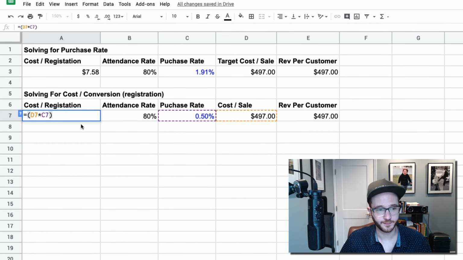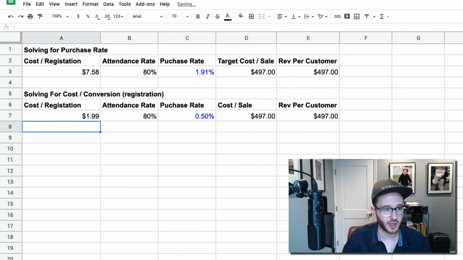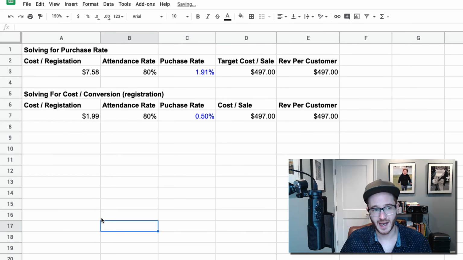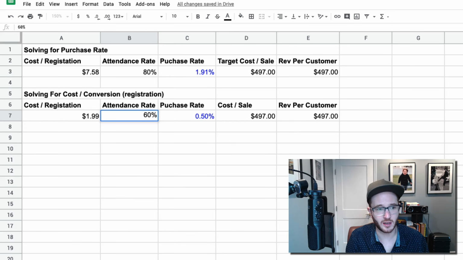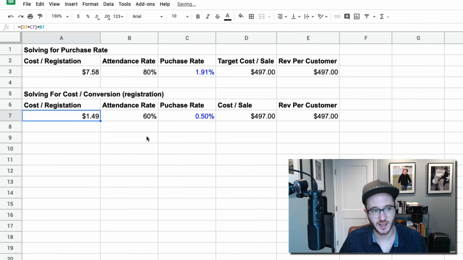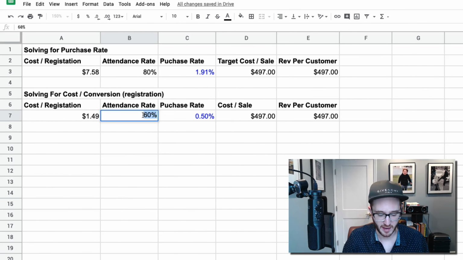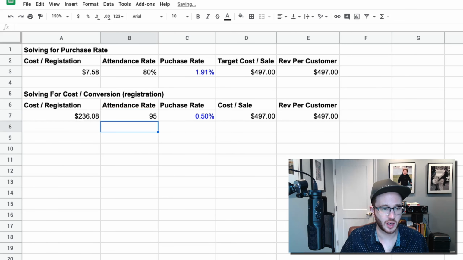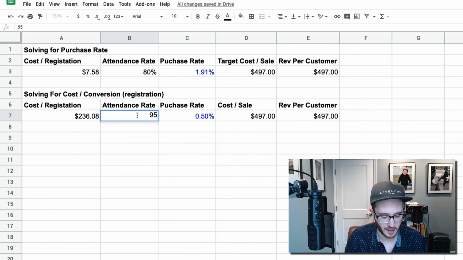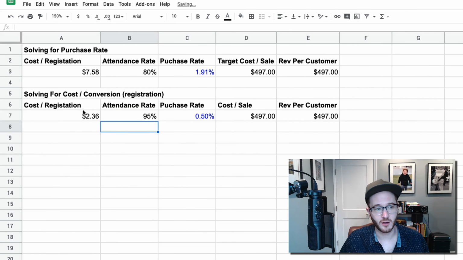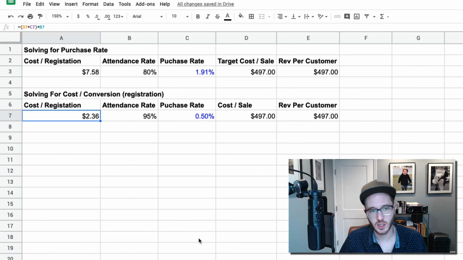It's very simple. We multiply this number by my attendance rate, and my break-even cost per registration goes down to $1.99. You can play with this: if I have a 60% attendance rate, I need a $1.49 cost per registration. If I have a 95% attendance rate, make sure you add percent, I need a $2.36 cost per registration.